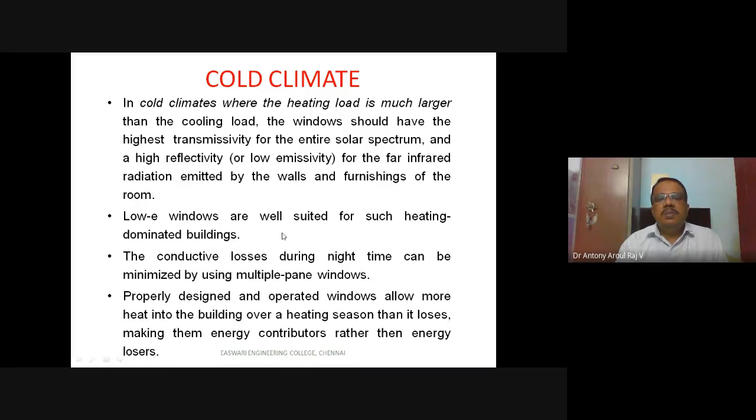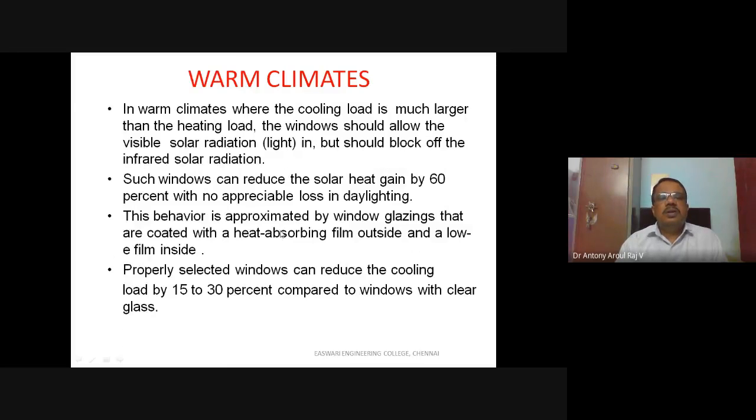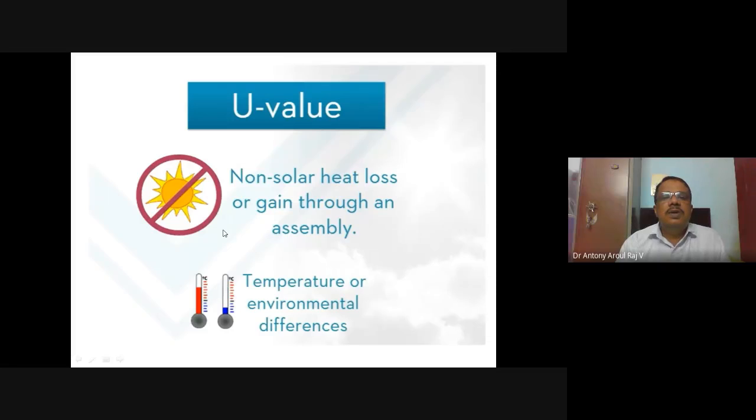Similarly, you should not be a gainer of energy in a warm climate. So that is what you have to do. Here also the same thing is repeated: you have to put a heat absorbing film outside and a low E film inside. I think it is repeated. You can go through it.